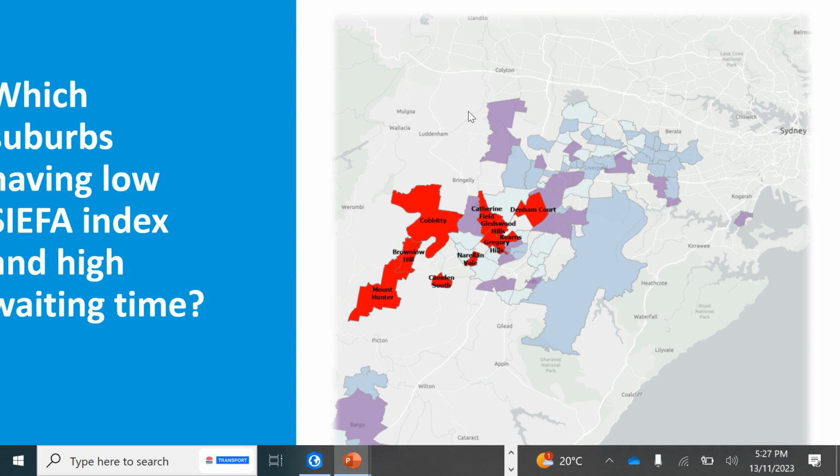Other maps that have been created were which suburbs have low SEIFA index and high waiting time. This is something that was shown earlier as well, but here are some of the areas that have been highlighted and selected. As you can see around here, the southwest part of Sydney was definitely the most dominant one, and we obviously passed this back to some of the decision makers in New South Wales Health.